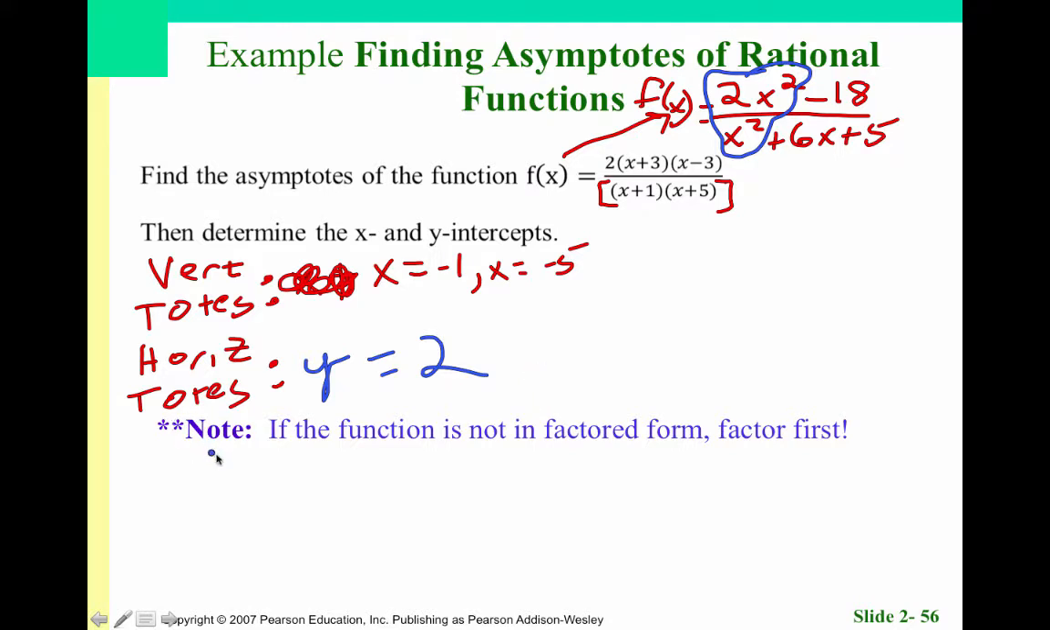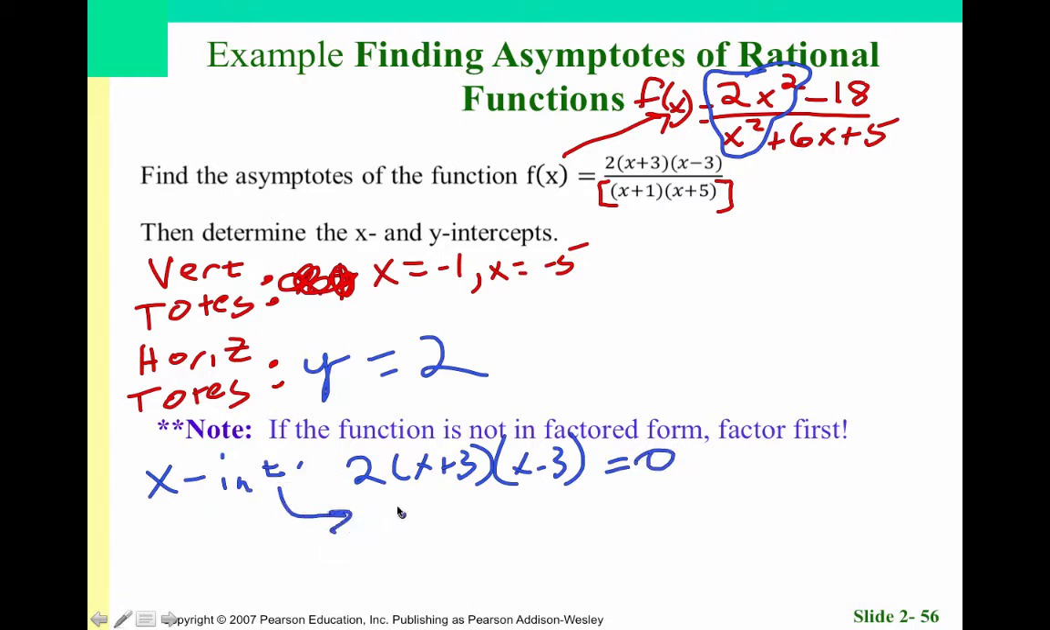And then my x-intercept and y-intercept. The x-intercepts happen when the function is equal to 0. And in this case, it's going to be when the numerator is equal to 0. Again, factor everything first, because look how easy. X-intercept is x equals plus and minus 3.